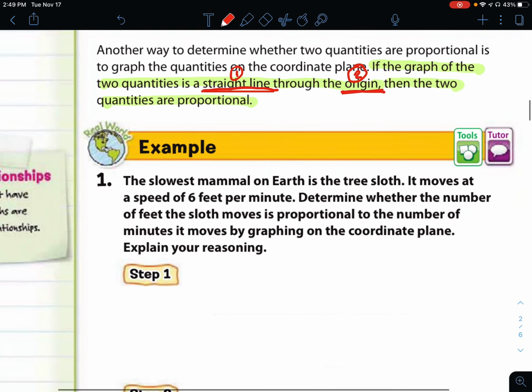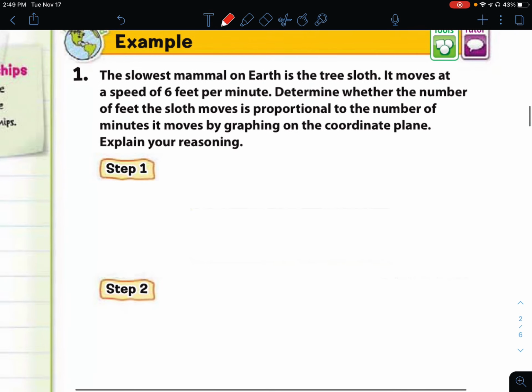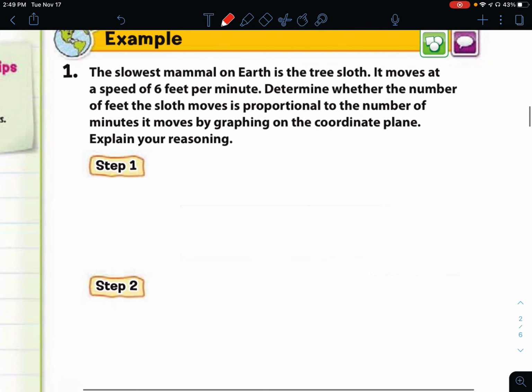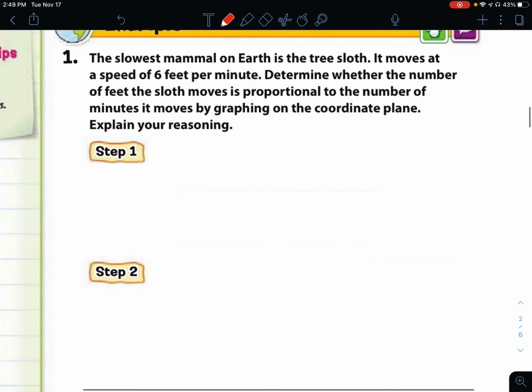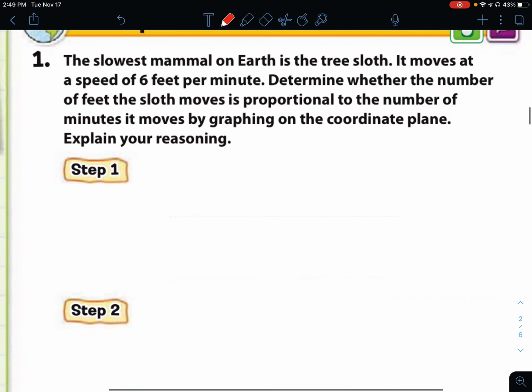Let's take a look at example number 1. The slowest mammal on Earth is the tree sloth. It moves at a speed of 6 feet per minute. Determine whether the number of feet the sloth moves is proportional to the number of minutes it moves by graphing on the coordinate plane. So you are going to look at two quantities here.